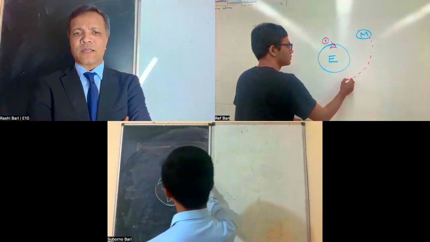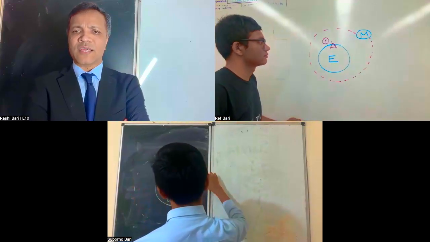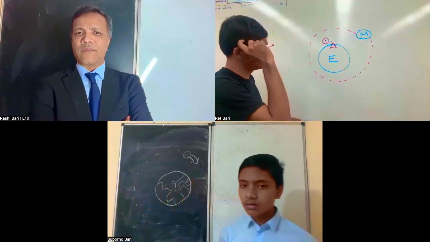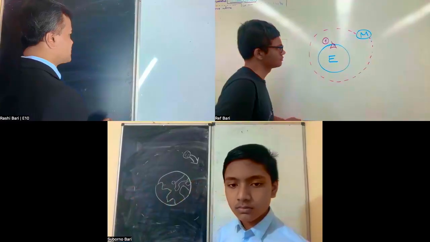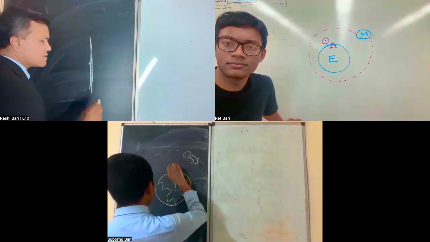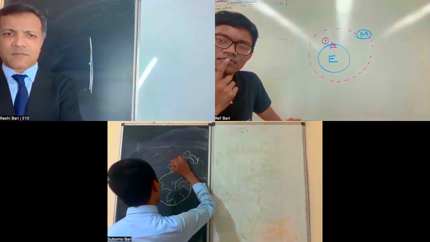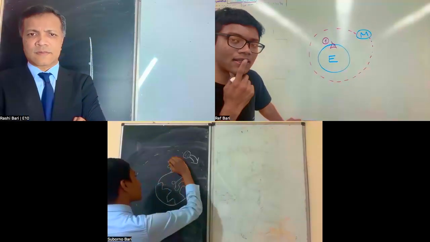The other observer is in the middle of Earth and Moon. He sees that the Moon is moving like this. This is Earth. The Moon is moving like this. That's another observer. Okay.